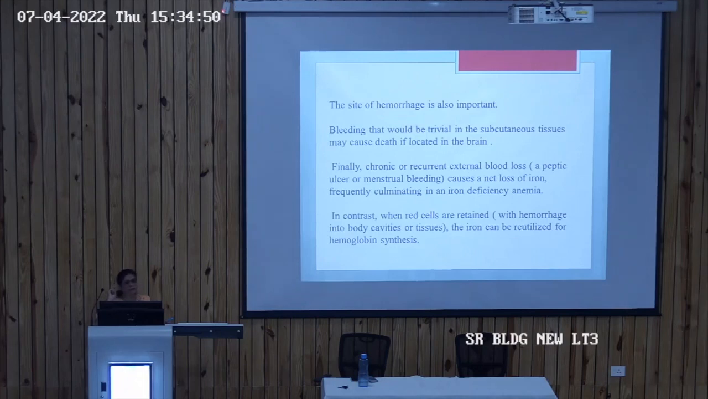Finally, chronic or recurrent external blood loss like peptic ulcer or menstrual bleeding can cause net loss of iron, frequently culminating in iron deficiency anemia. In contrast, when the red cells are retained, the iron can be reutilized for hemoglobin synthesis.